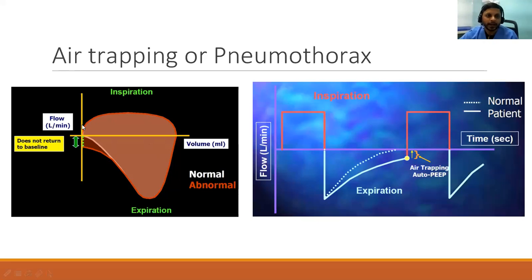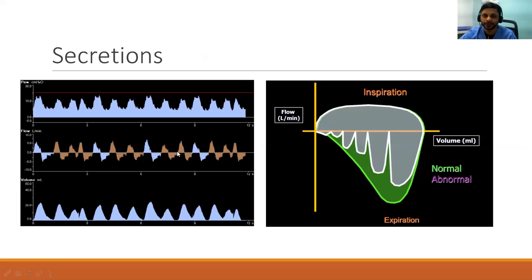Okay. And another important loop where we see this is the flow volume loop, where, as we have heard before, the expiratory limb goes onto the y-axis and doesn't reach the baseline like it should. Secretions, if they are there, are going to show up in all forms of loops as much as possible, the pressure and the flow scalars like that.